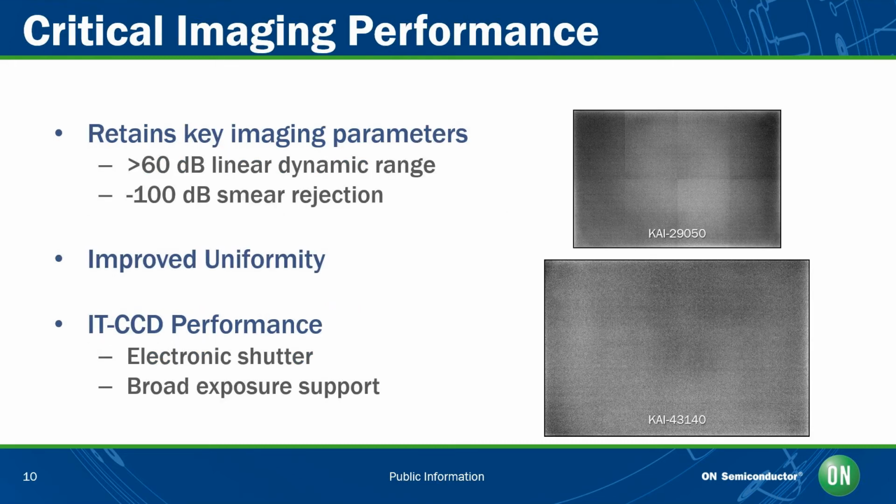But even as pixel size was reduced, the key imaging performance specifications of the device were retained. Dynamic range and smear rejection remain at or above critical levels, and image uniformity has actually been increased compared to the KAI-29050 through the use of an advanced process design that eliminates an entire class of uniformity artifacts.